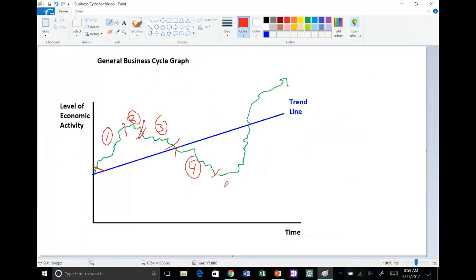This bottom plateau here is called the trough. That's phase 5. And then the upslope after the trough is phase 6, and that's called recovery. And then a new business cycle starts, and it's back to an expansion again.